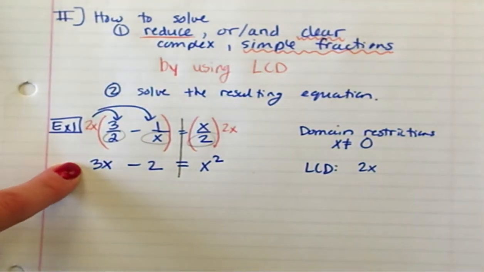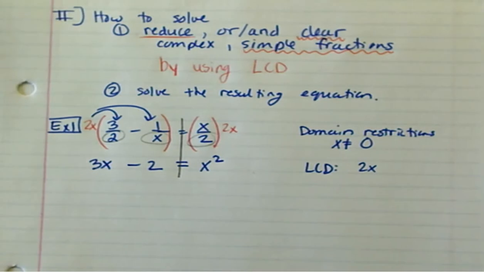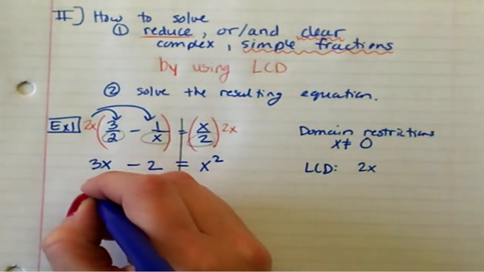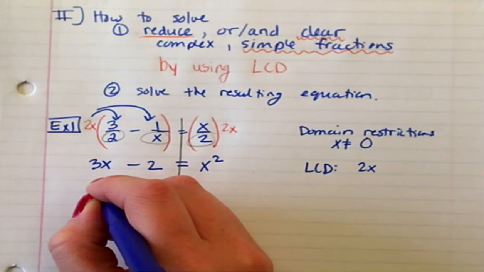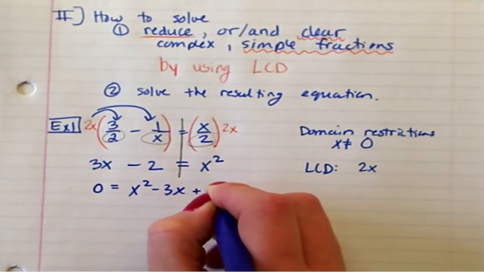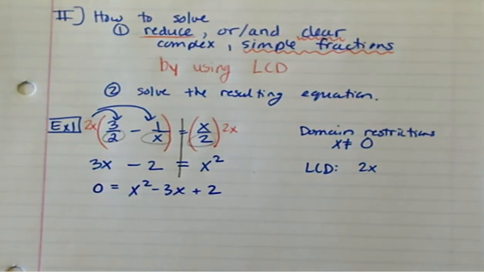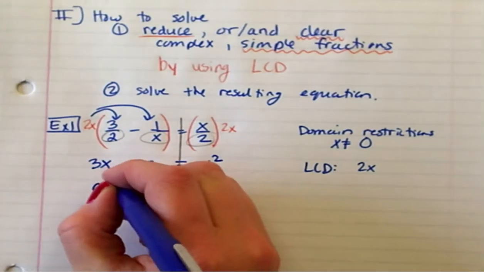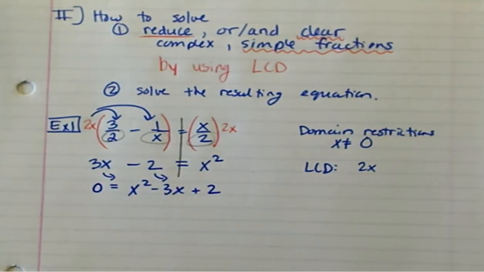That cleared the fraction. Solve the resulting equation. What kind of equation do you have? Quadratic. How do you solve a quadratic? Factor it. Before you factor, you bring everything to one side. Let's do 0. I like positive x squared, so I moved everything to the right. And solve. Now it's just a regular quadratic equation. Solve it.